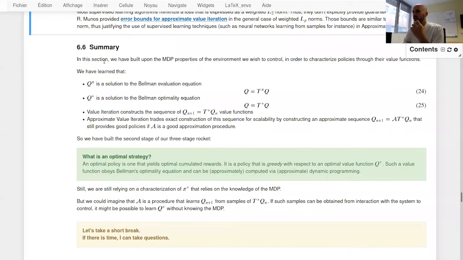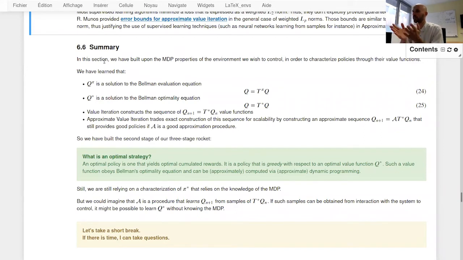In this section, we have built upon the MDP properties of the environment we wish to control in order to characterize policies through their value functions. We have learned that Q^π is a solution to the Bellman evaluation equation, which we write Q = T^π(Q). And Q* is a solution to the Bellman optimality equation, Q = T*(Q).